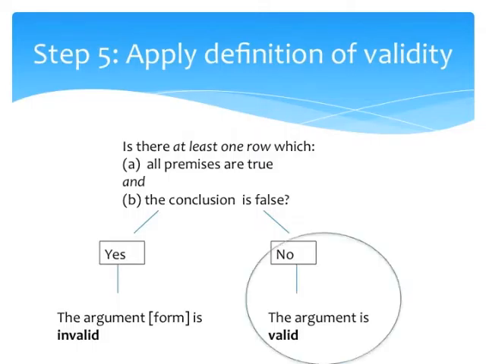In the case of the argument we were evaluating, we saw that there was no row in which all the premises were true, but the conclusion was false. So that means that the argument was valid.